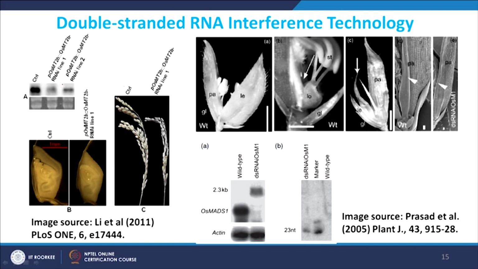You can look here, this is northern blot. In control there is high level of expression, but in RNA interference line the level has significantly decreased, and you can see the phenotype, panicle phenotype.